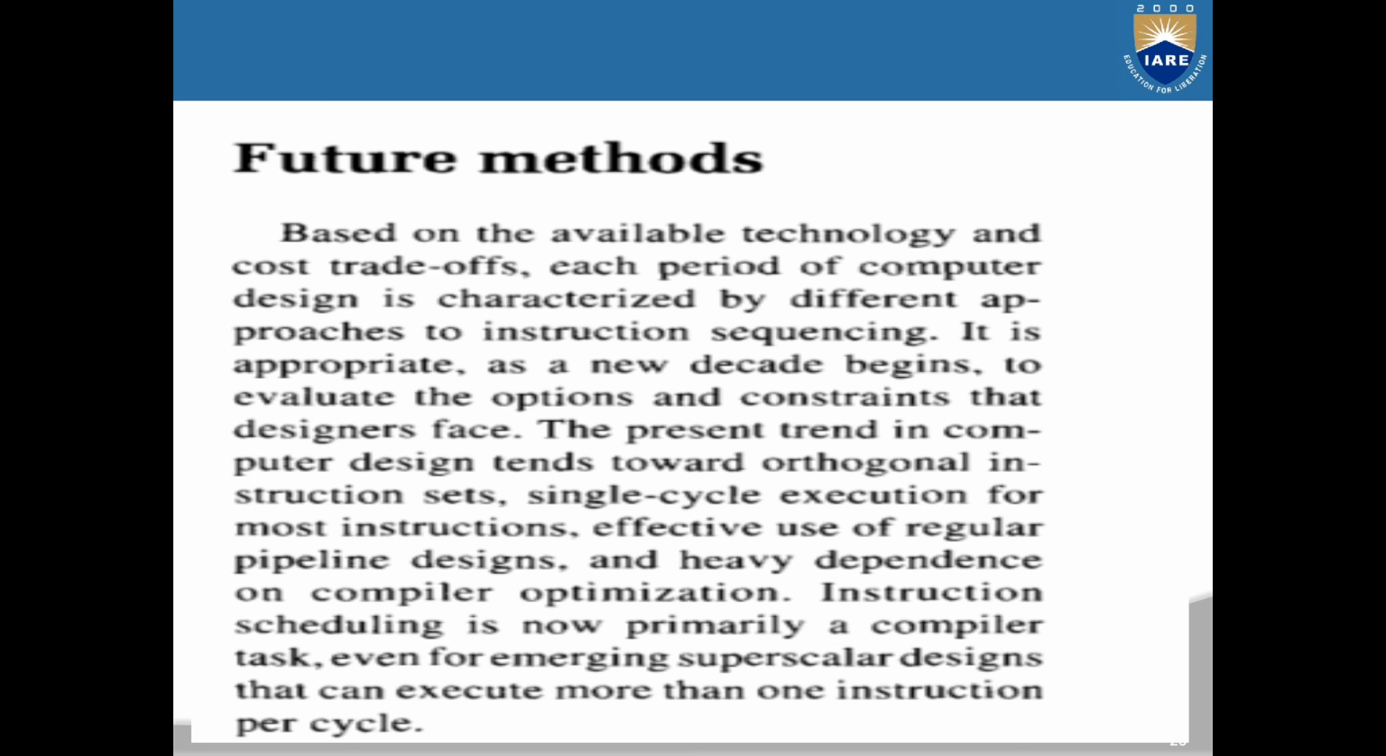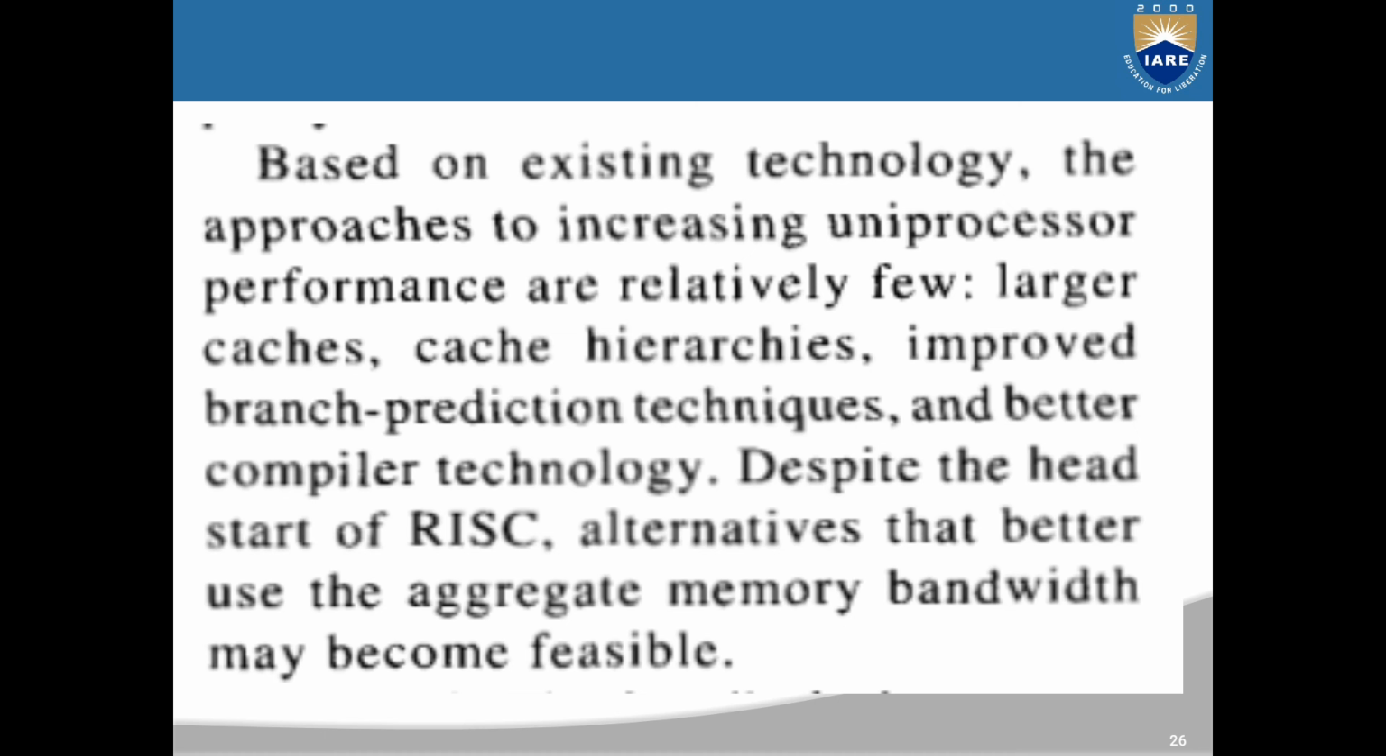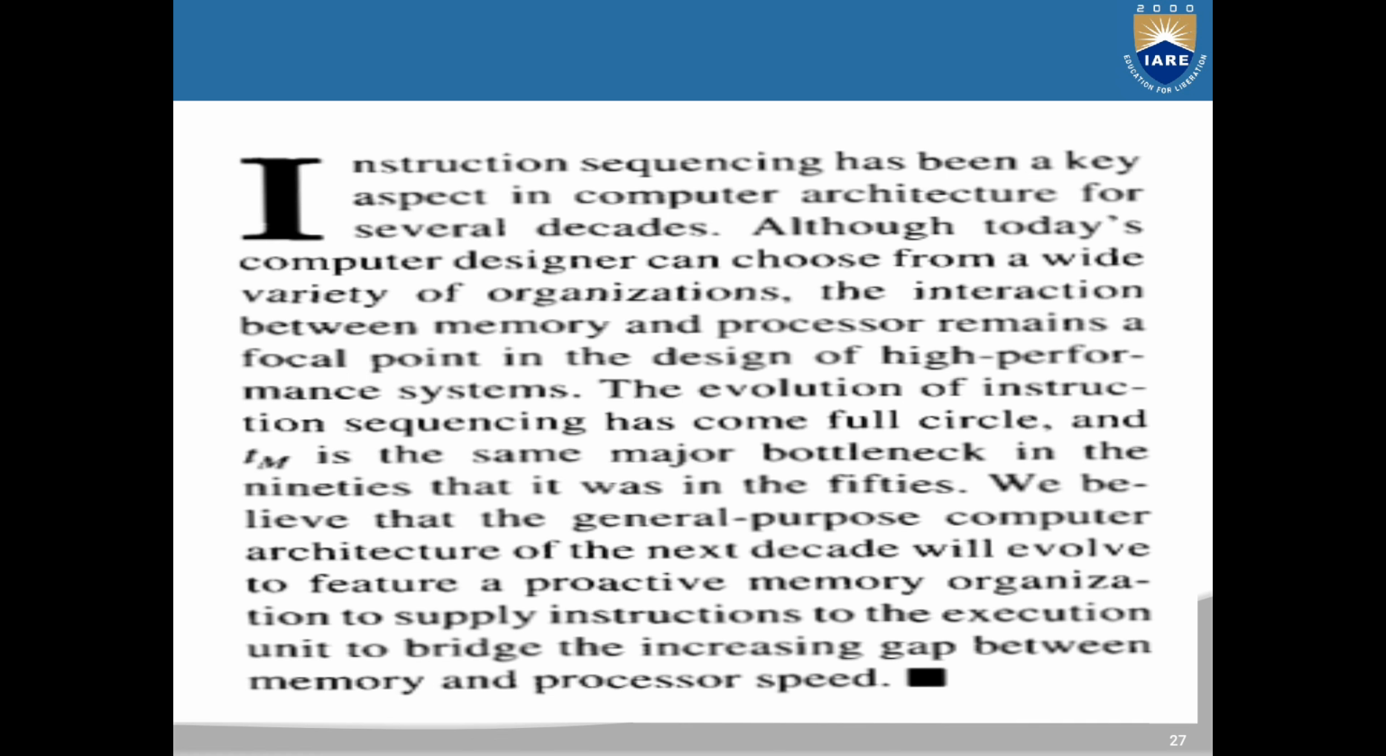Instruction scheduling is now primarily a compiler task, even for emerging superscalar designs that can execute more than one instruction per cycle. Based on existing technology, the approaches to increasing uniprocessor performance are relatively few: larger caches, cache hierarchies, improved branch prediction techniques, and better compiler technology. Despite the head start of RISC, alternatives that better use the aggregate memory bandwidth may become feasible.